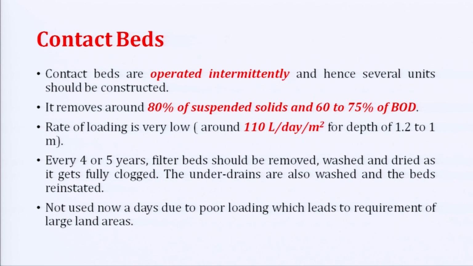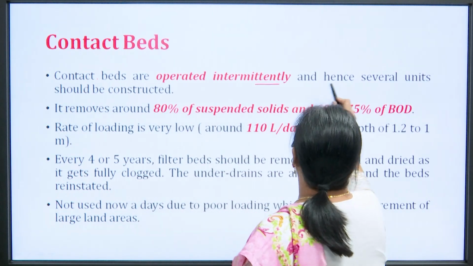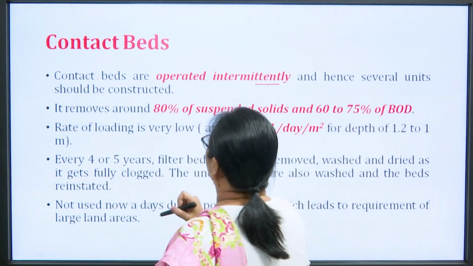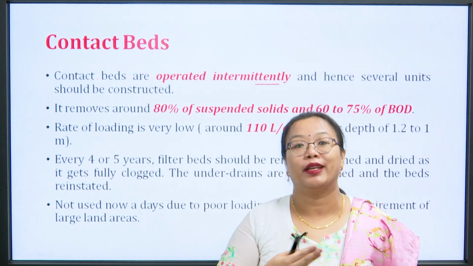Then, so what is the problem here? Contact beds are operated intermittently and hence several units would be constructed. So, what is happening? You are having two contact periods, one contact period and then the second contact period, right.